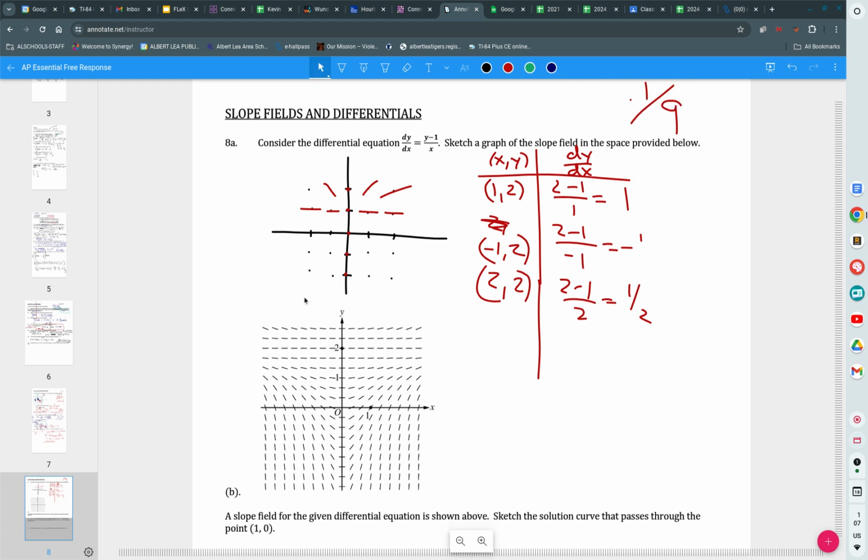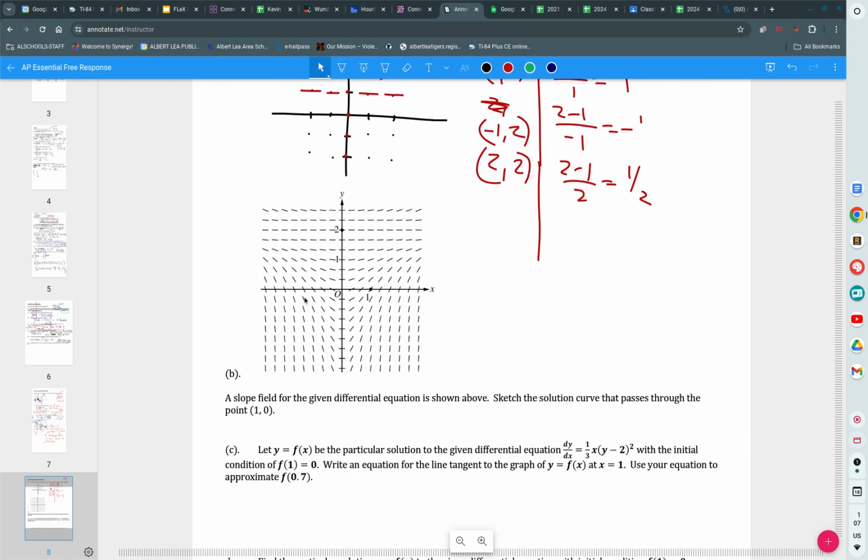All right, so here we go. Look at the next one. A slope field is given above, and it looks like it has an initial condition of 1, 0. Go ahead, see if you can sketch the graph that fits with that slope field. Take 30 seconds, show the person next to you what your graph looked like, and move on.